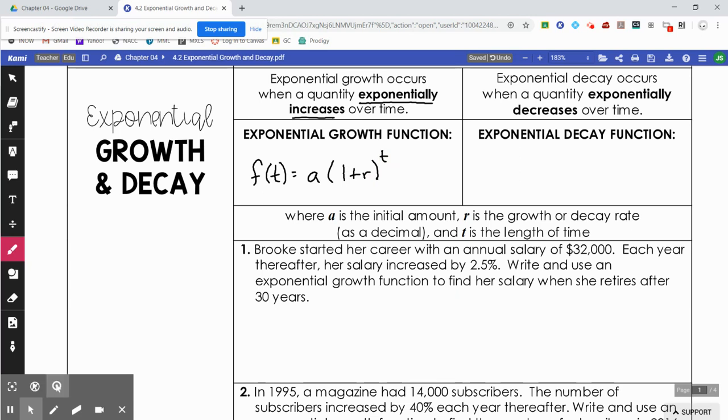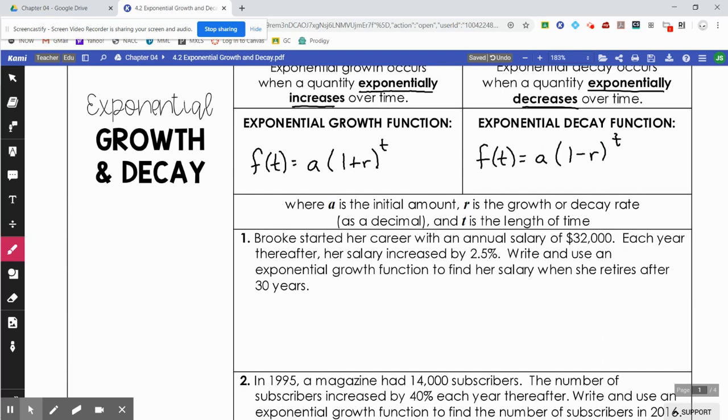Now, exponential decay looks a lot like the exponential growth. However, it is a function of time as well. You're going to have a starting value, and then you have 1 minus r raised to the t power. Now, let's talk about why the 1 plus r and why 1 minus r.